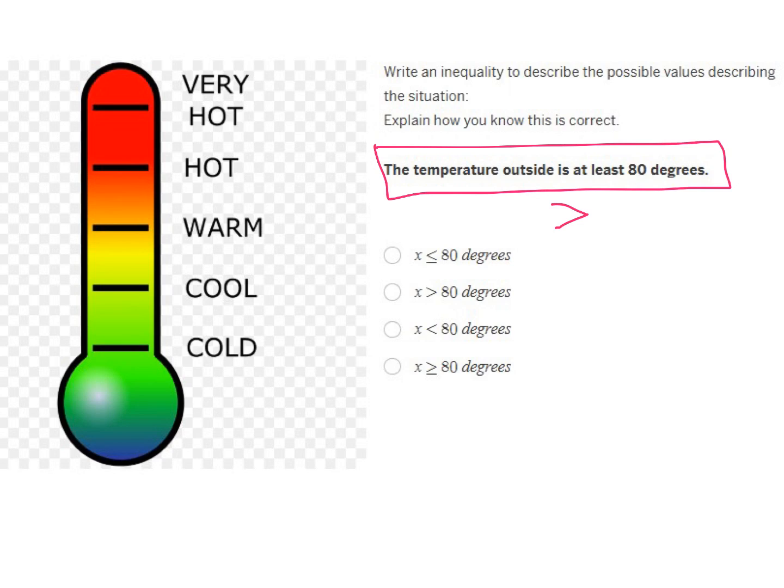be highest. So that means that we're going to also include the equals for the 80. So we're looking for an expression that says x is greater than or equal to 80 degrees. Here it is down at the bottom here. X is greater than or equal to 80 degrees.